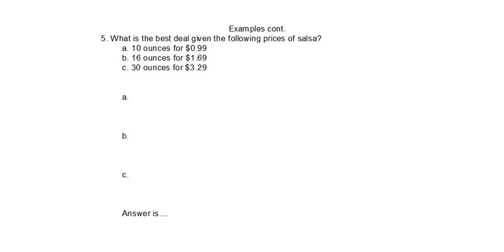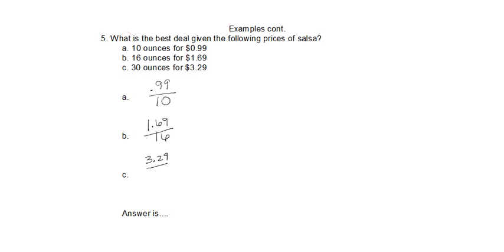Example number 5. What is the best deal given the following prices for salsa? So on A, we have 10 ounces for 99 cents, which is 99 cents over 10. For B, given 16 ounces for $1.69, so we're going to go $1.69 over 16. And then we have 30 ounces for $3.29.